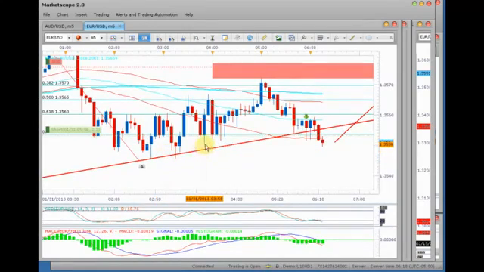So again, we have all these little spikes and congestion areas. So price will stop for this one, and then maybe stop for this one, or even rebound. So let's see what we can muster out of that.